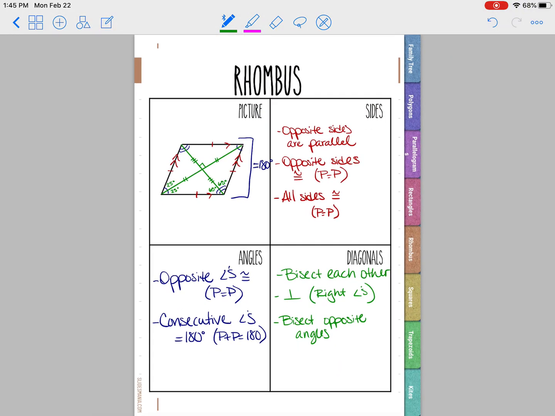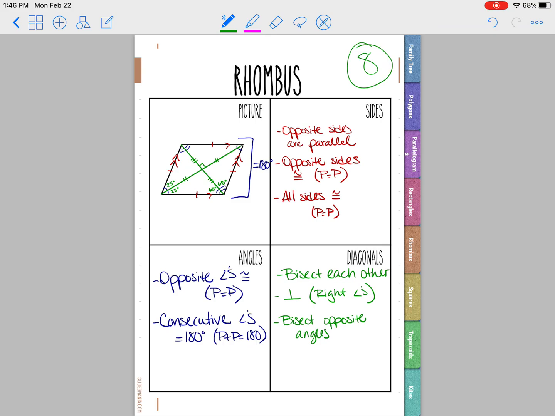All right, so we started with 5. We added 3 new characteristics for a rhombus based from a parallelogram. All sides are congruent, the diagonals bisect the angles, and they're perpendicular. So we have 8 characteristics total for a rhombus.